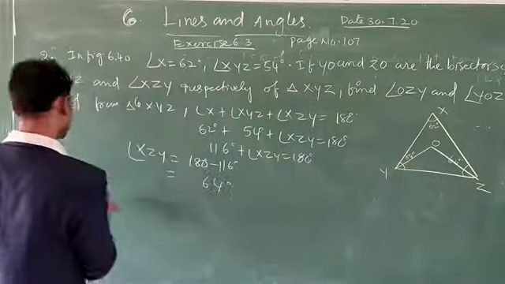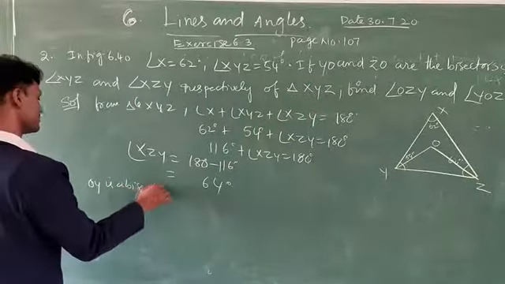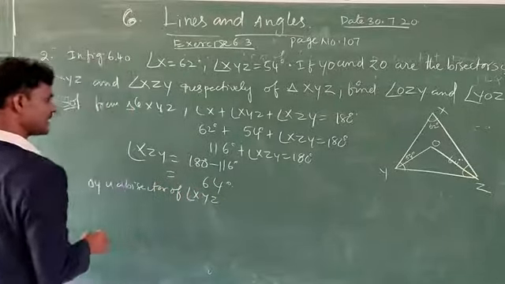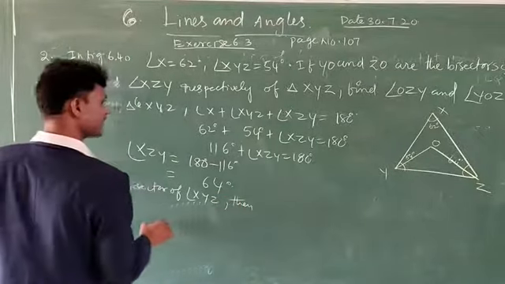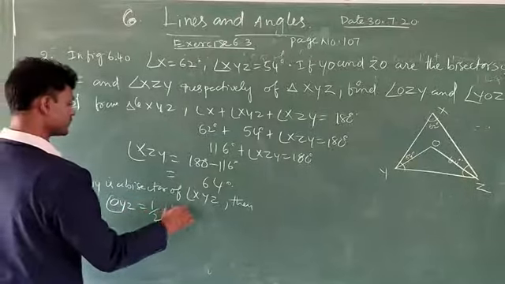Now OY is a bisector of angle XYZ. Then angle OYZ is equal to half of angle XYZ.